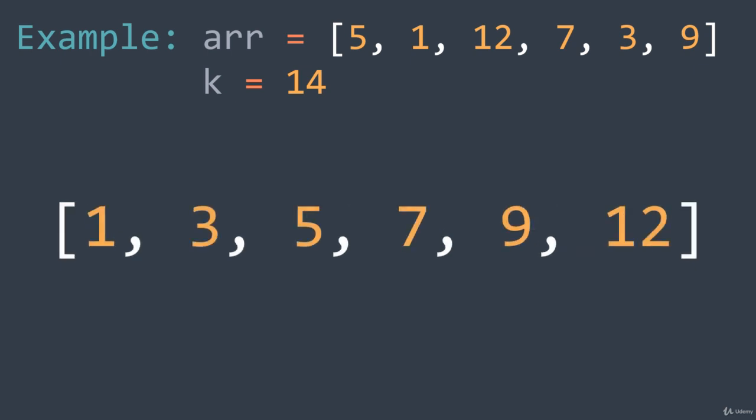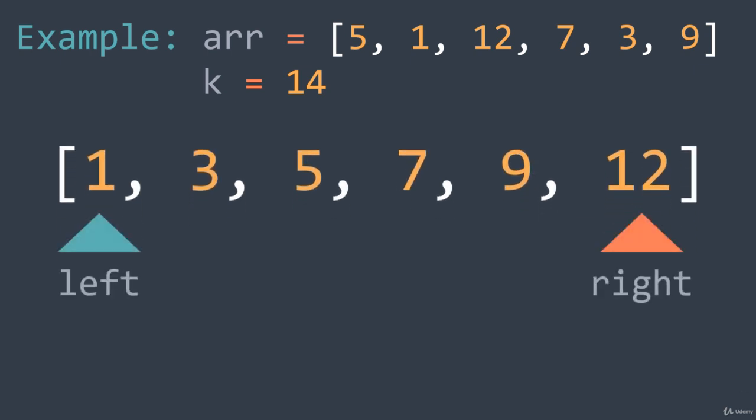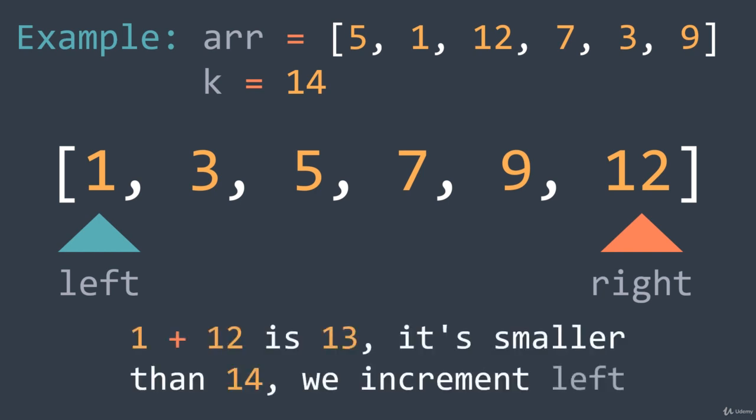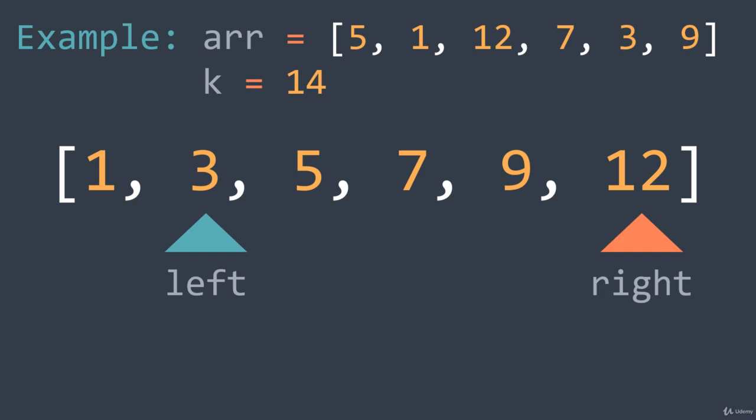First, we sort the array. Then we put our 2 pointers, one on the first element and one on the last element. Now we have R of left plus R of right is equal to 1 plus 12, which is 13, which is smaller than 14, so we increment the left pointer to get a bigger pair sum.